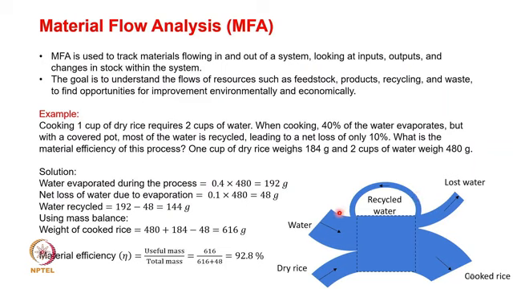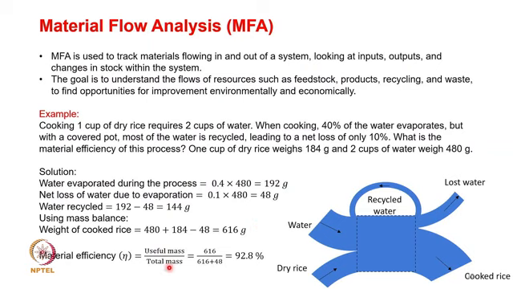And what is the weight of the cooked rice now? Fine. So you have 480, the value of the water, and 184 is the dry rice, and out of which the water that is lost due to the evaporation you would have to discount. So it would be the summation of 480 plus 184 minus 48, and you would eventually come up to 616 grams. Now you can eventually calculate the material efficiency.